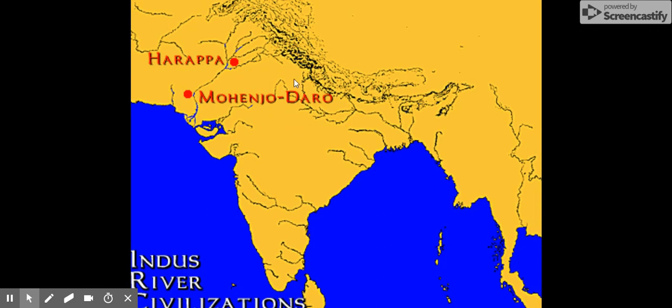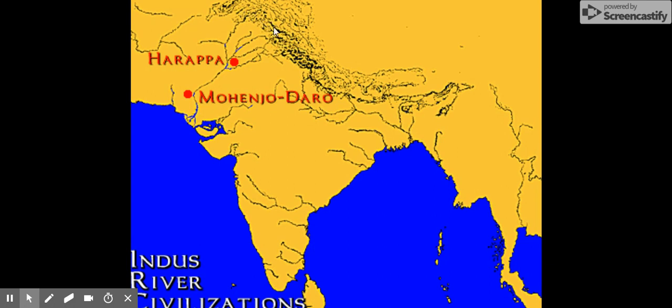Now, added into it being a subcontinent with mountains, it has two main rivers, and I really want you guys to focus on learning what the names of these two rivers are. The main river of ancient India is the Indus River. My cursor is flowing over the Indus River right now. The Indus River starts in the Himalayan mountains.